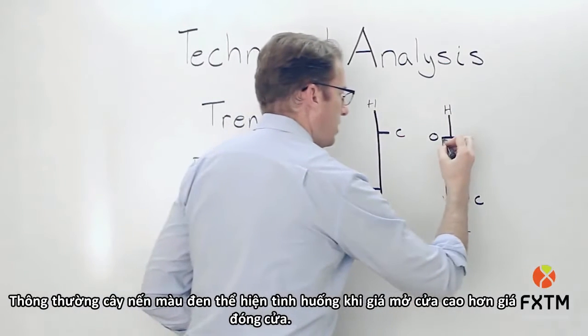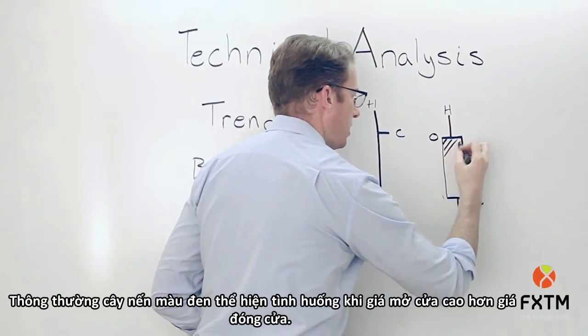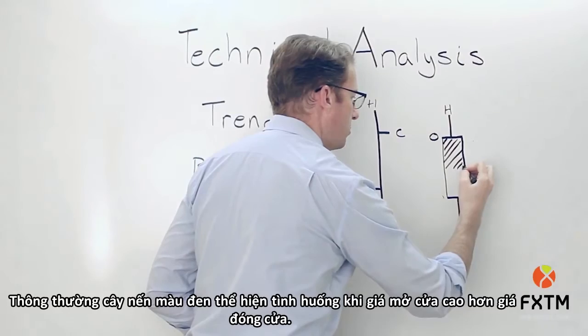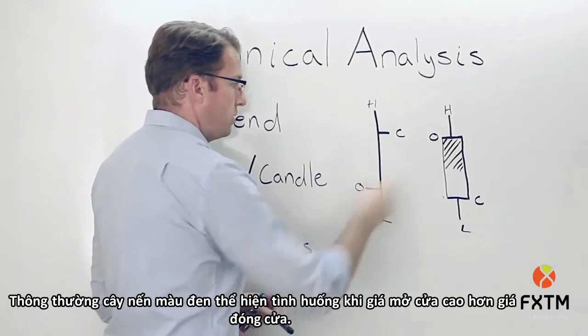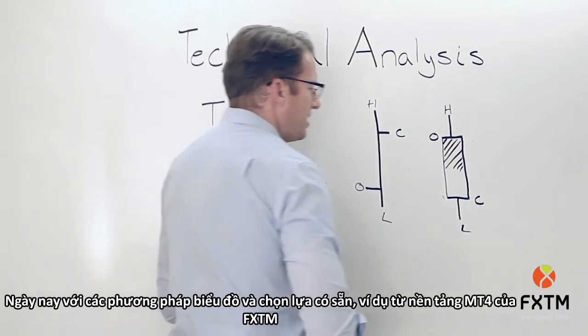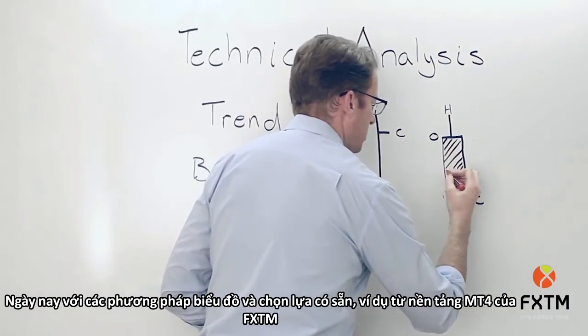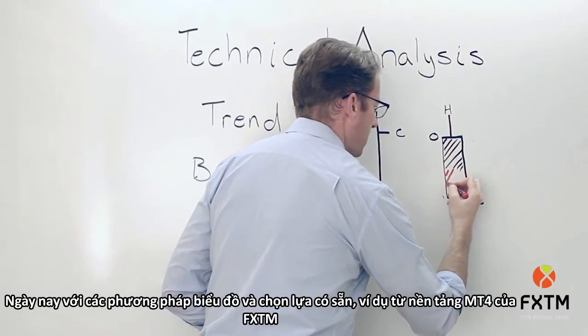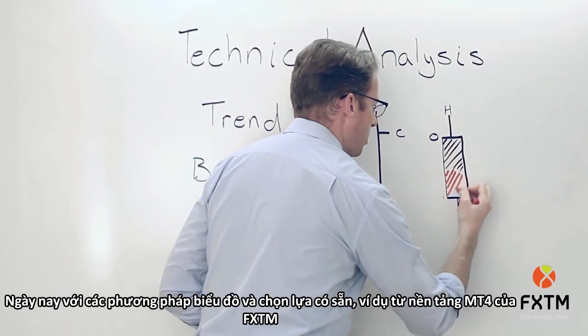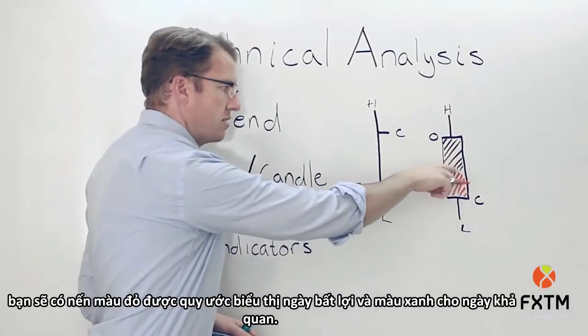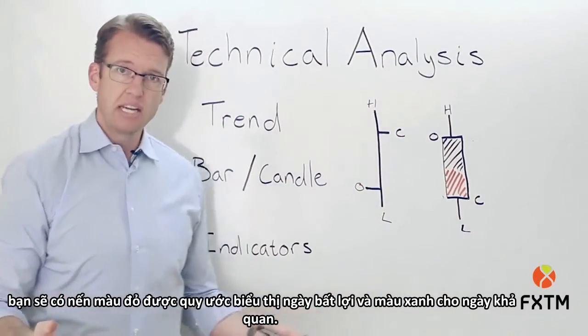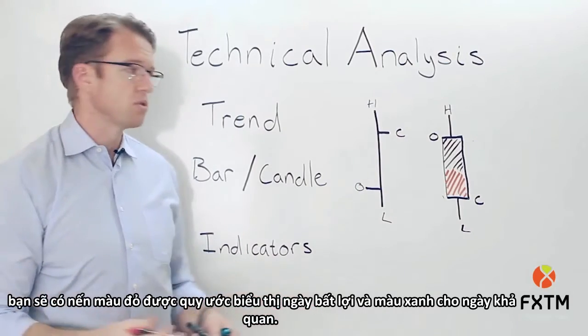Well, traditionally, candles, if they are filled in solid black here, that actually represents a situation where the open was in fact above the close. And these days, with charting methods and charting options that you have available, for example, from FXTM's MT4 platform, you've got a color-coded candle where if it's filled in red, then that means it was a negative day. If it was filled in green, that means it was a positive day.